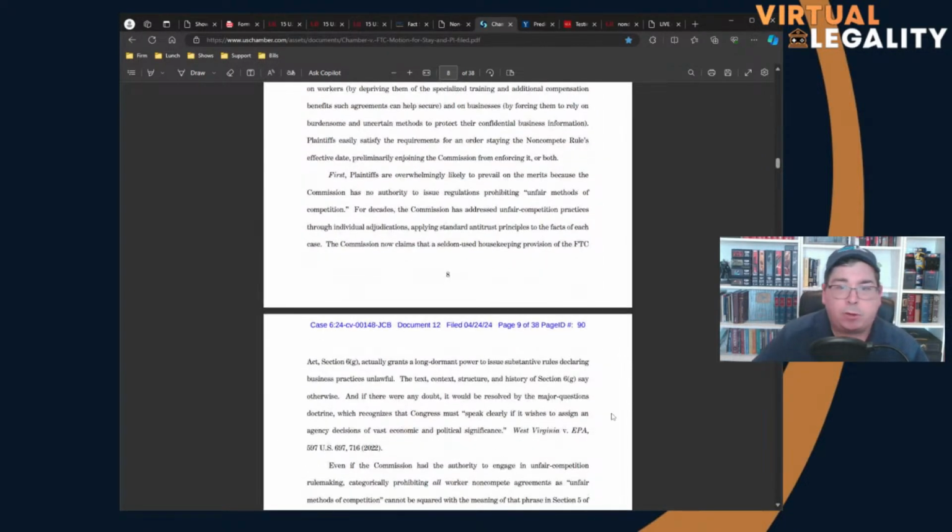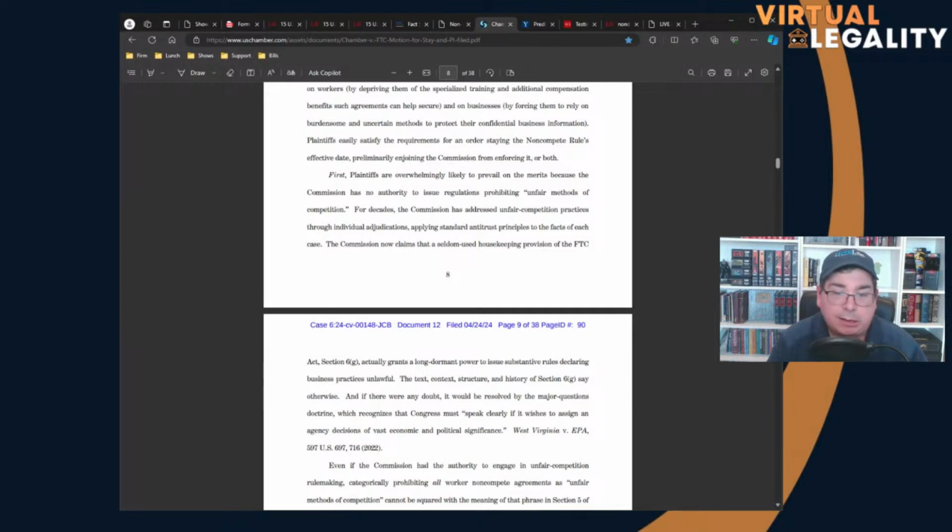First, plaintiffs are overwhelmingly likely to prevail on the merits because the Commission has no authority to issue regulations prohibiting unfair methods of competition. For decades, the Commission has addressed unfair competition practices through individual adjudications, applying standard antitrust principles to the facts of each case. The Commission now claims that a seldom used housekeeping provision of the FTC Act, Section 6G, actually grants a long dormant power, meaning they've never used it before, to issue substantive rules declaring business practices unlawful.